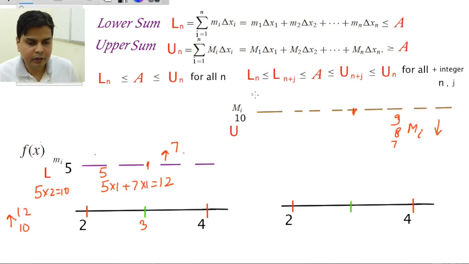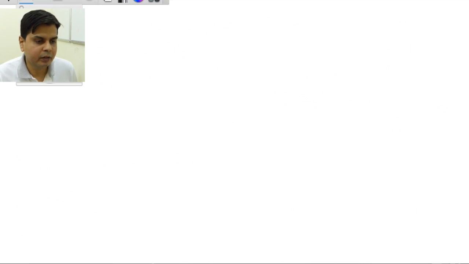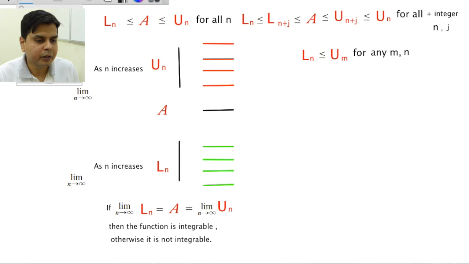So if I write it, you can say that L10 will be less than or equal to L17, which will be less than or equal to A, which will be less than or equal to U22, which is less than or equal to U12. So this is a very general formula. Basically this says that these Ln's will be an increasing sequence or non-decreasing sequence, because in some cases these Ln's may remain at a constant value.